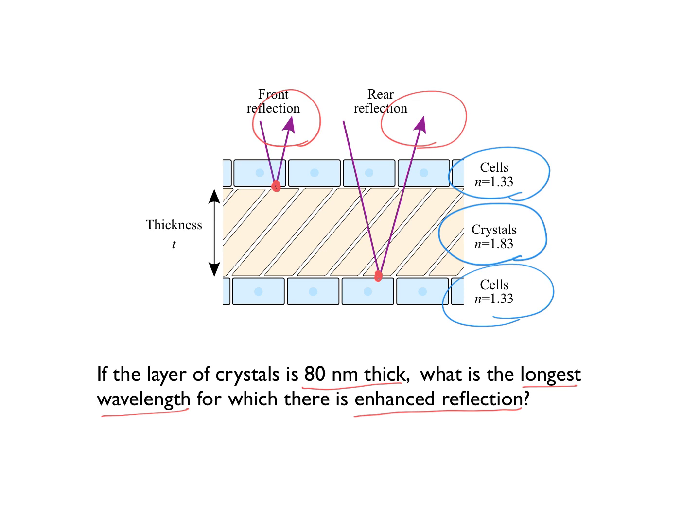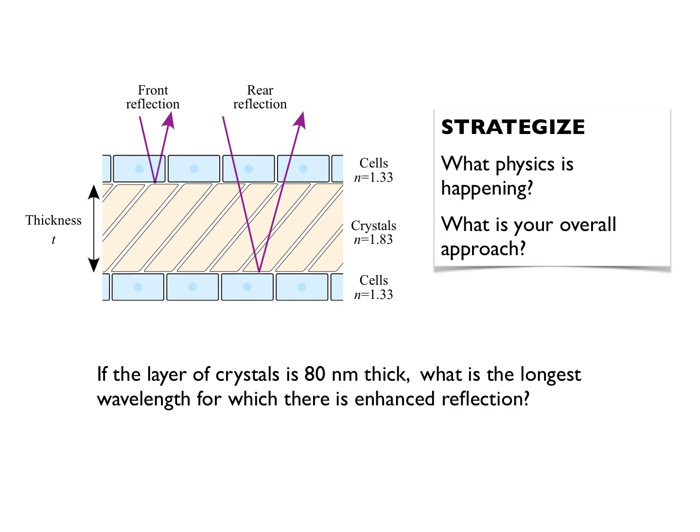And the first piece is we strategize, and we want to know, first off, what physics is happening and what is the overall approach. Well, the physics that's happening is I have thin film interference. If you're doing a homework assignment, you can say this is a thin film interference problem, this is a thin film reflection problem. And then everything you know about thin film interference is going to come into play.